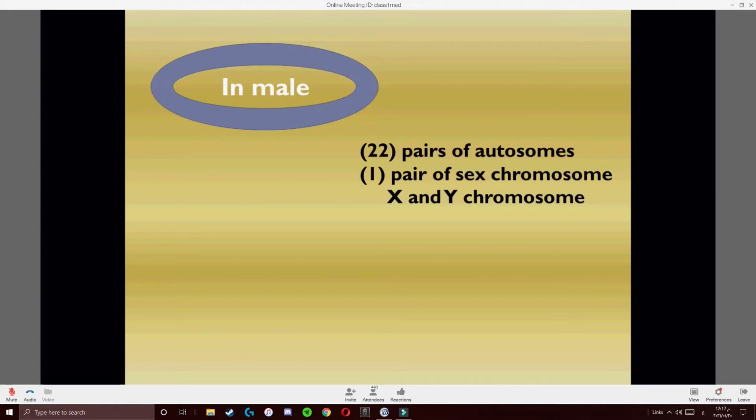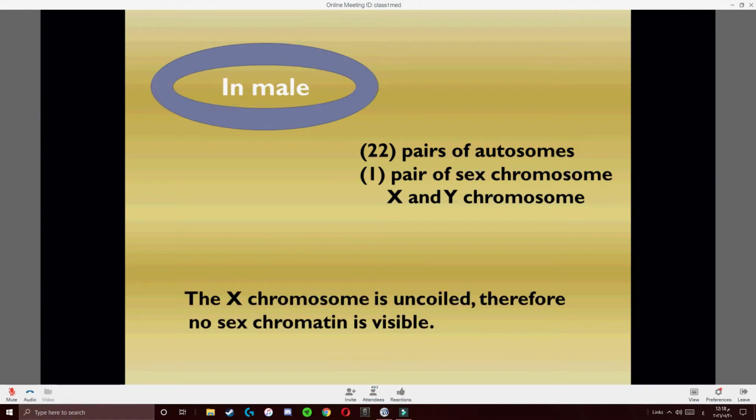In male, there are 22 pairs of autosomes and one pair of sex chromosomes, X and Y. The X chromosome is uncoiled. Therefore, no sex chromatin is visible and no heterochromatin is found. So the bar body is not found in male.